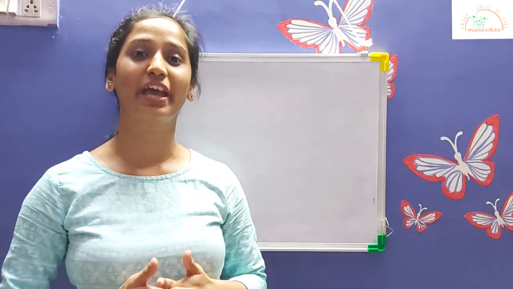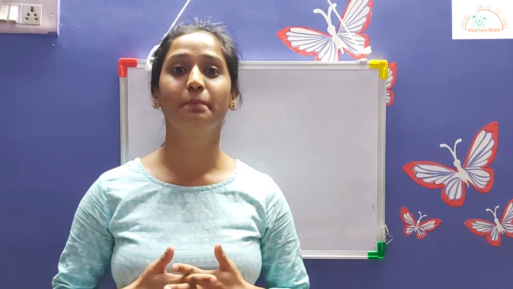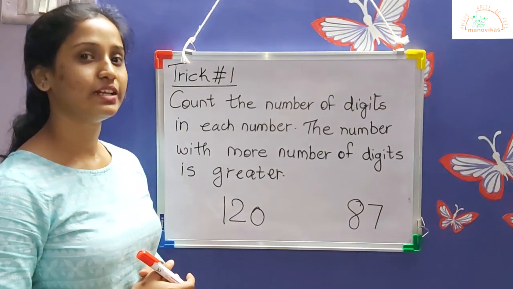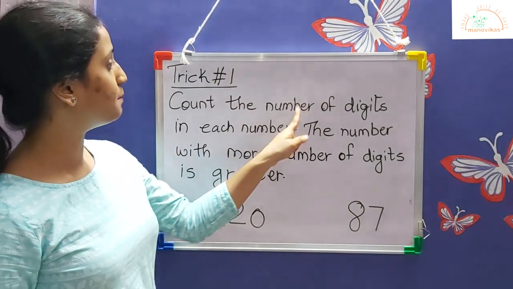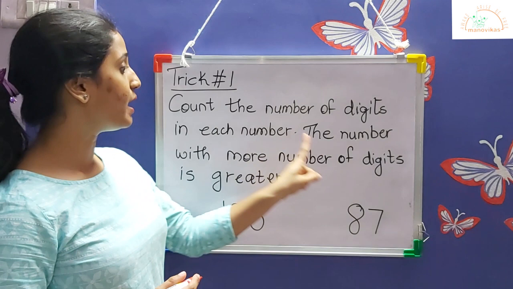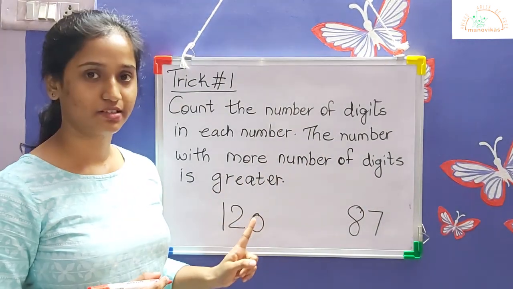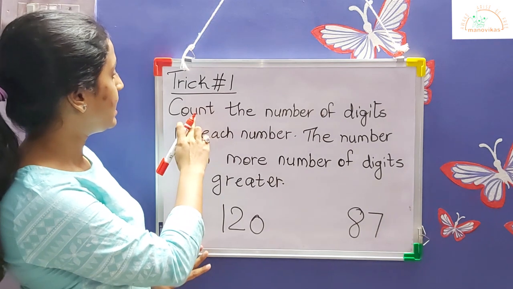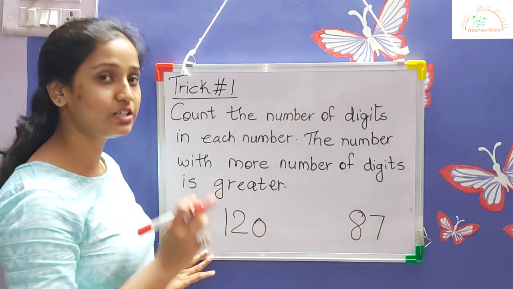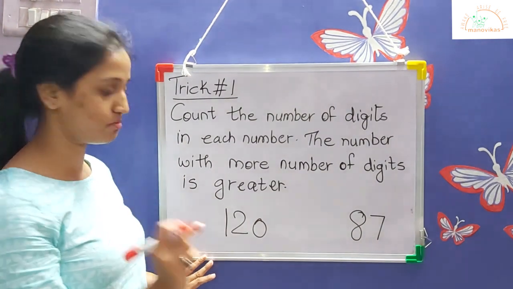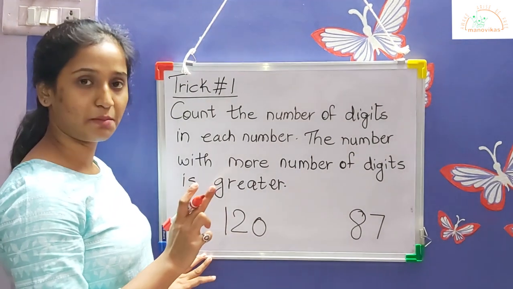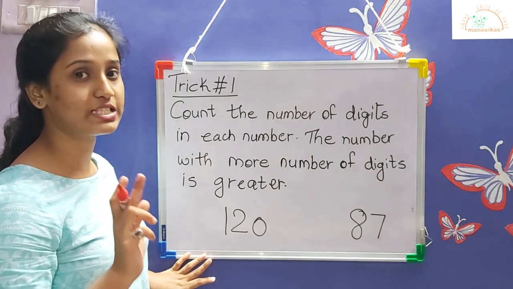So now students, we have here some tricks for you which will make comparing easier for you. We have the first trick here, that is read, count the number of digits in each number. The number with more number of digits is greater. Let us read it again. Count the number of digits in each number. So they said to count the number of digits in each number. Here we have got two numbers, okay? And in each number now we have to count the number of digits that we have.